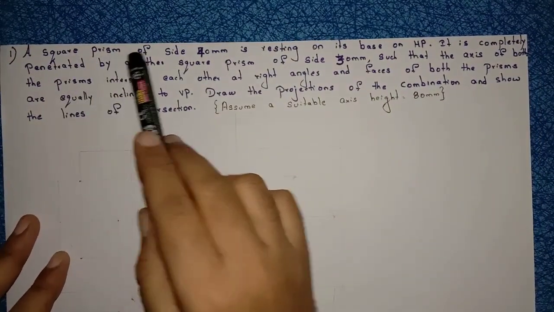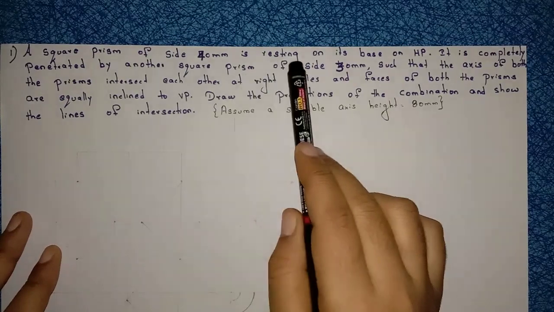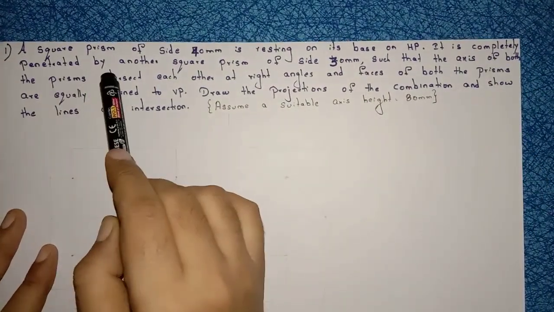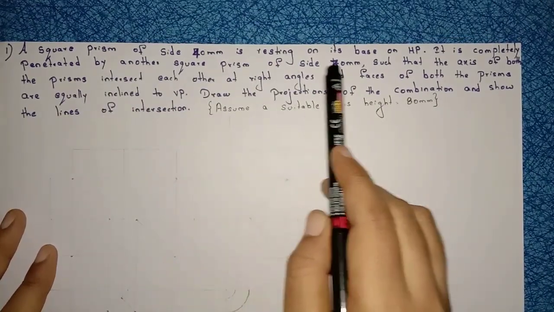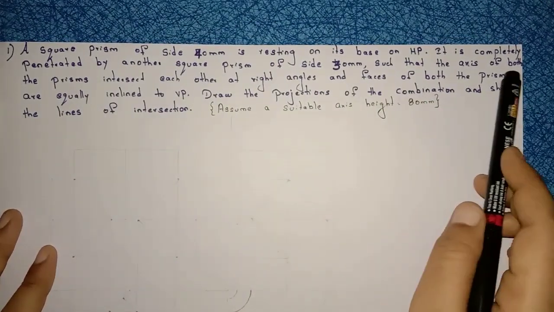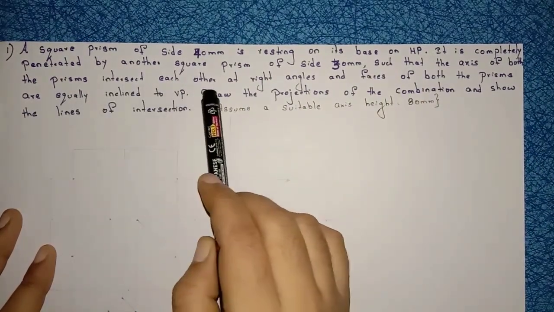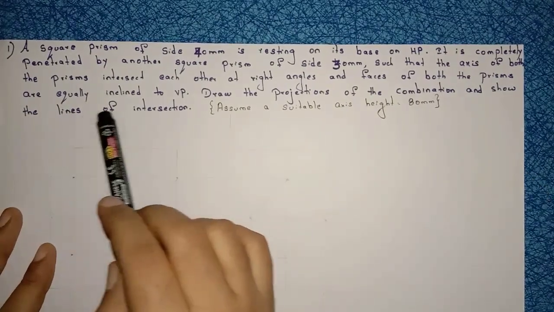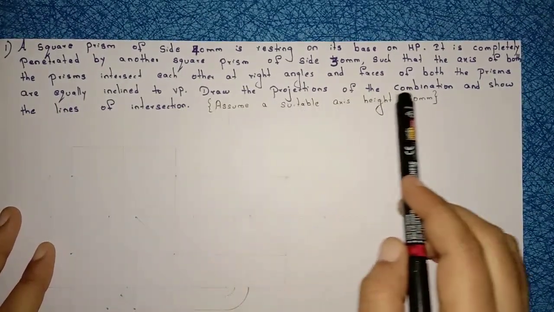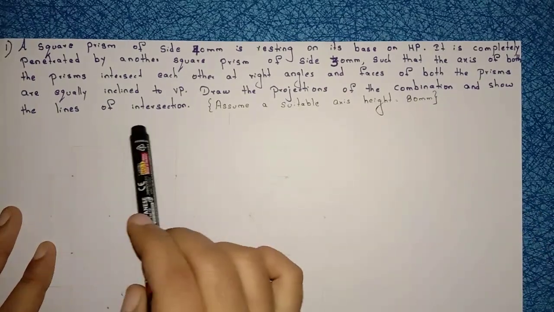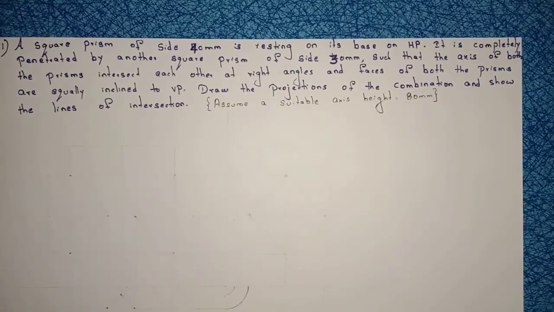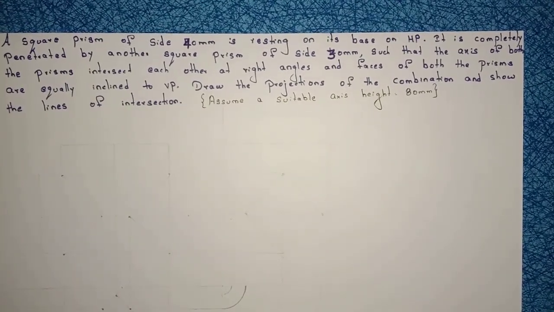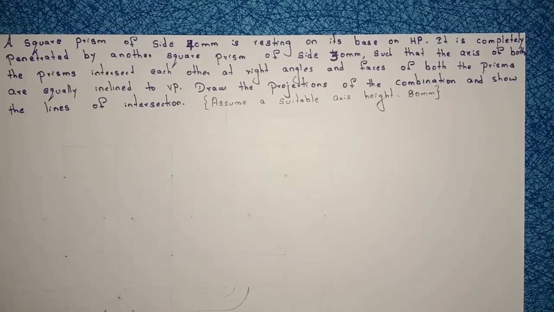A square prism of side 40 mm is resting on its base on HP. It is completely penetrated by another square prism of side 30 mm such that the axes of both the prisms intersect each other at right angles and faces of both the prisms are equally inclined to VP. Draw the projections of the combination and show the lines of intersection. Right, see, this is a combination of square prism and square prism, intersection of prism and prism.